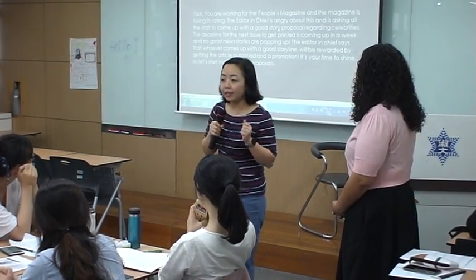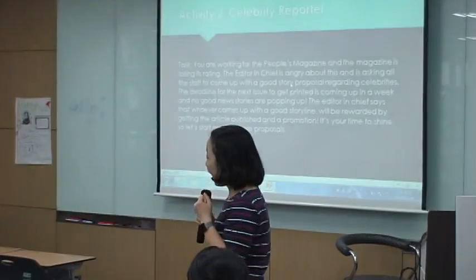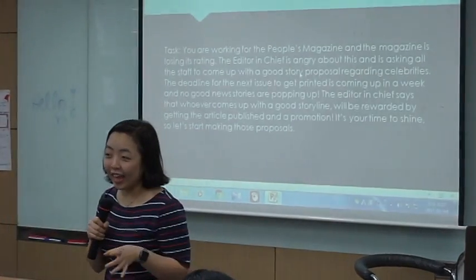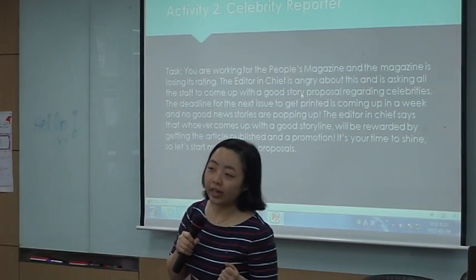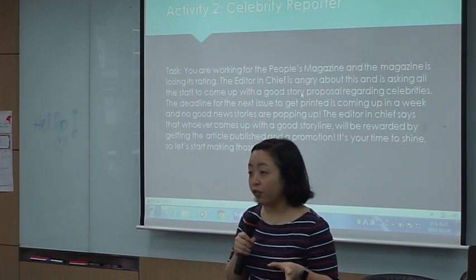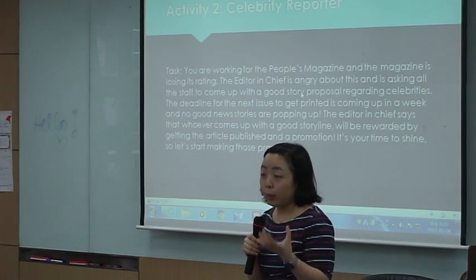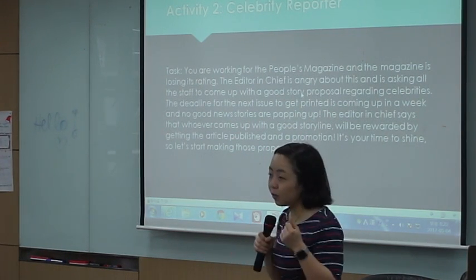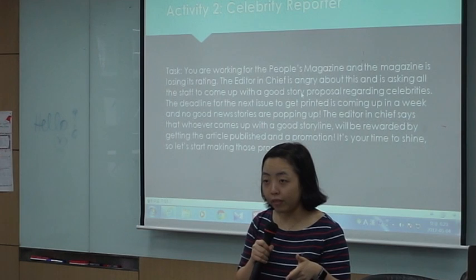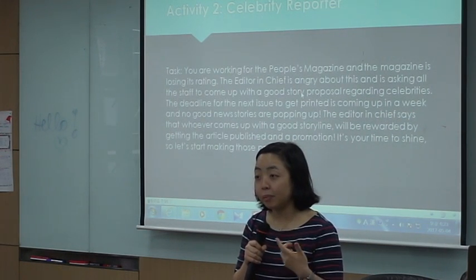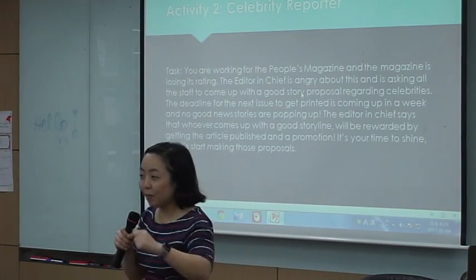You guys work for People magazine, so it's basically a celebrity magazine from the States. The editor-in-chief is angry because they're losing their readers, and they need a good story fast. So your role is to figure out a good story. You're going to make a proposal for it and do the research, the survey, all the good stuff, and then you're going to propose it. Whoever gets the good story, their story is going to get published in the next issue of the magazine, and you're going to get a promotion the next month. So, yay! It's your time to shine, and let's make those proposals.